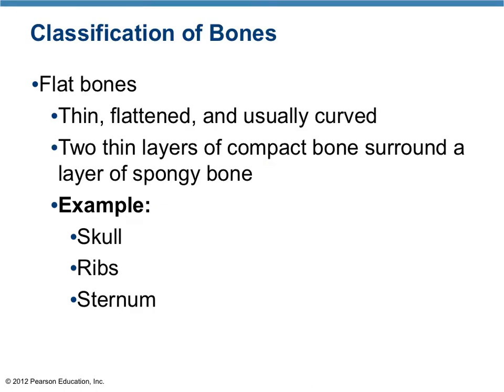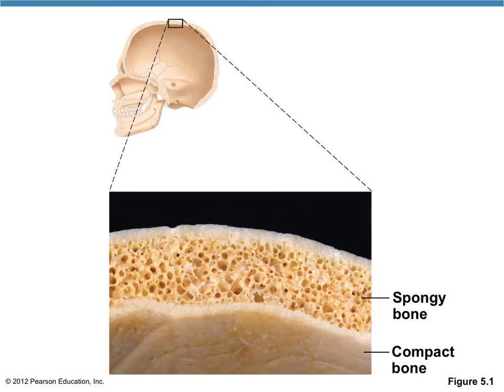Flat bones are thin, flattened, and usually curved. No surprise that they're flat. They're made up of two thin layers of compact bone, and they sandwich or surround a layer of spongy bone. And examples of flat bones include your skull, like the image we looked at before. Your ribs are flat bones, as is your sternum. So we saw this picture before, but it gives you a good idea of what flat bone looks like. There's compact bone on the outside and the inside of your skull, for example, and then sandwiched between that is a whole bunch of spongy bone.